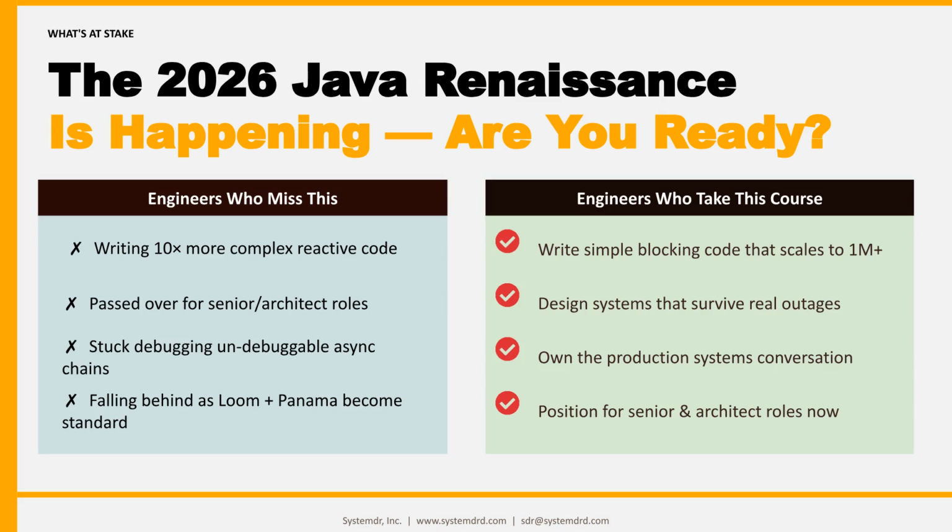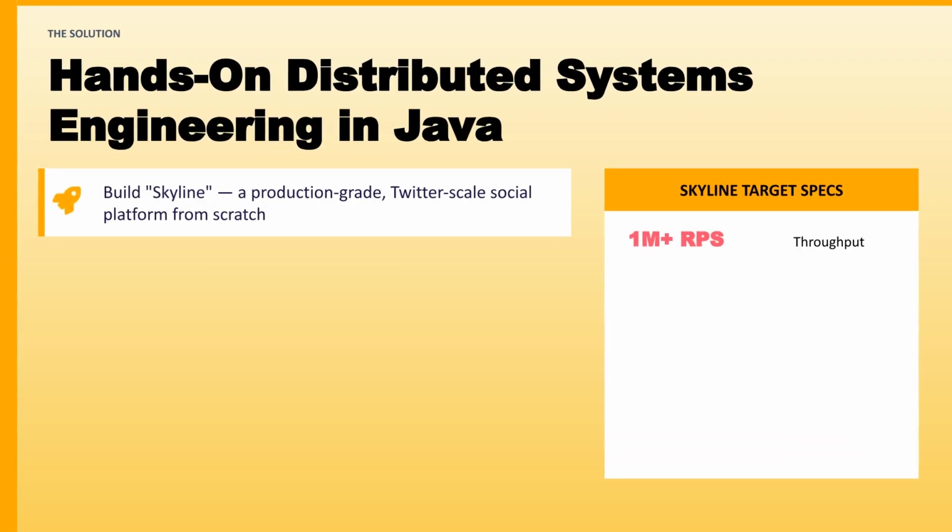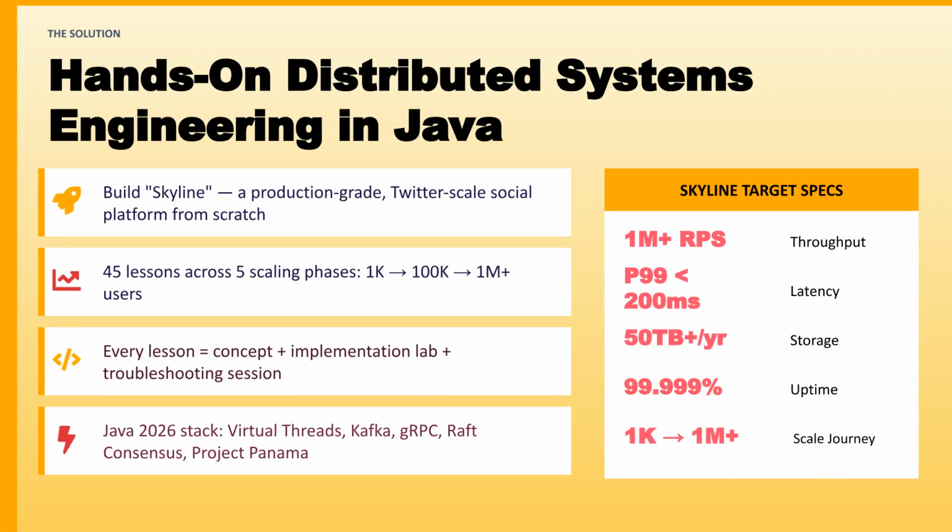Engineers who miss this write complex reactive code, get passed over for senior roles, and fall behind. Engineers who take this course learn to write simple, scalable code, design resilient systems, own the production conversation, and position themselves for senior and architect roles now. The solution is hands-on distributed systems engineering in Java.